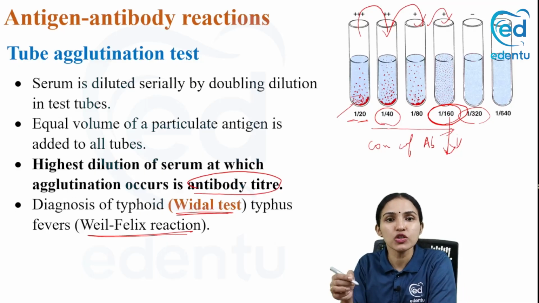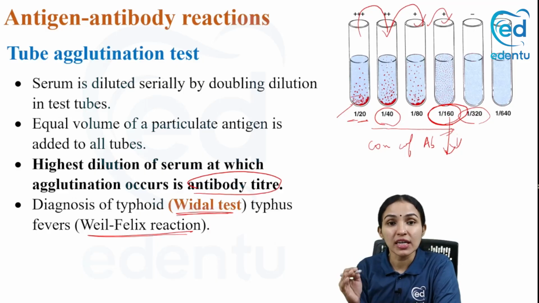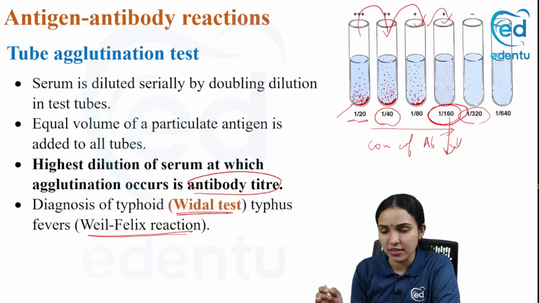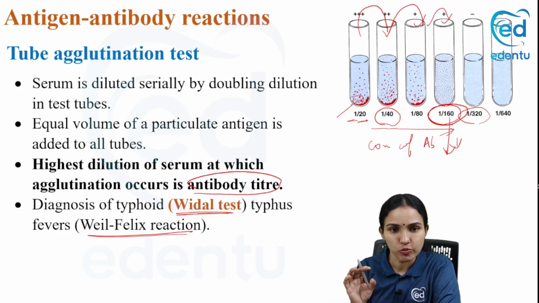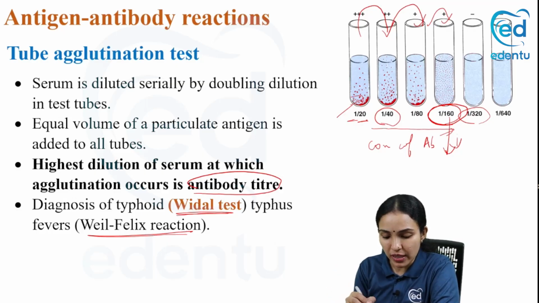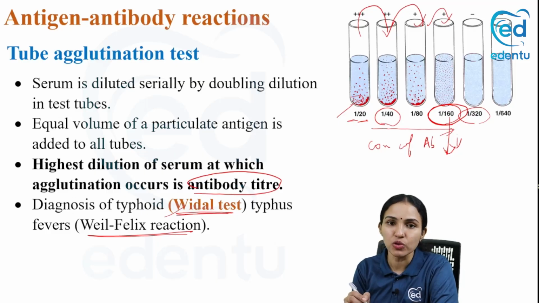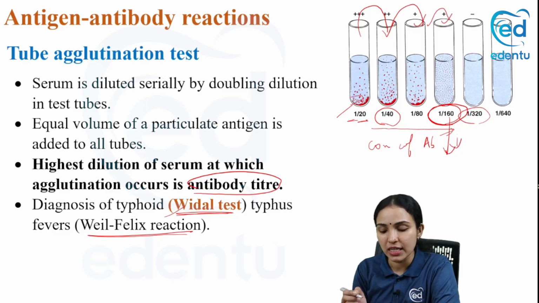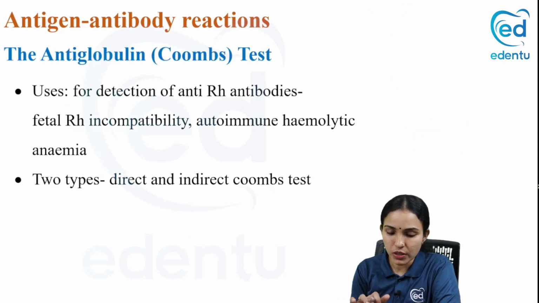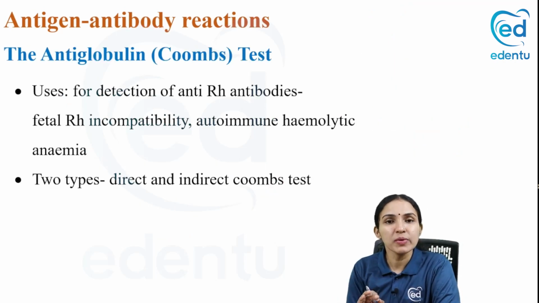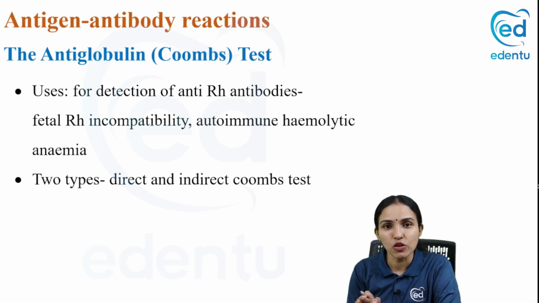The advantage of tube agglutination is you can get the exact antibody titer because you can perform serial dilution and you can get a correct antibody titer. And please memorize the examples for tube agglutination test, that is Vidal test for typhoid and Weil-Felix test for typhus fever. Now, another example for tube agglutination, the classical example is Coombs test or anti-globulin test.